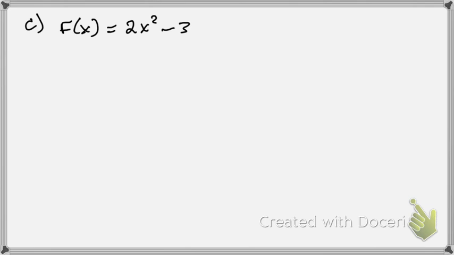So my function is 2x squared minus 3. So I'm going to replace my x's with negative x. So y equals 2 times negative x squared minus 3. Negative x times negative x is x squared. That's identical to the original, which tells me even.